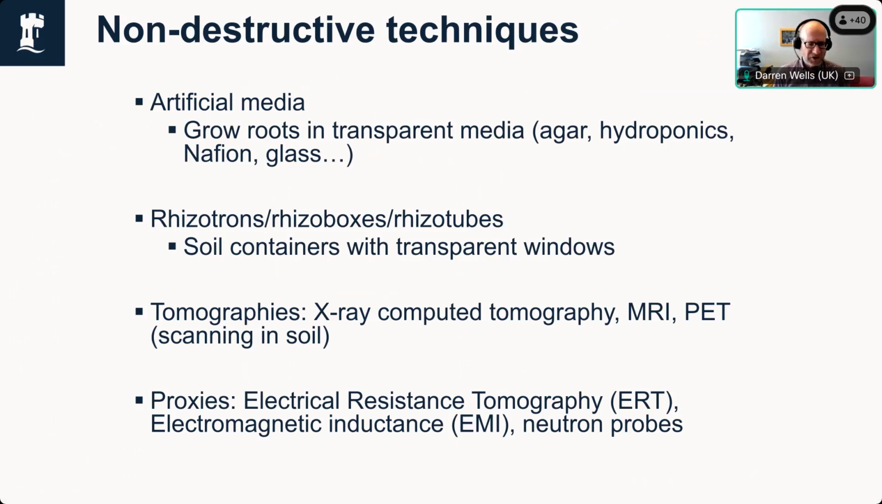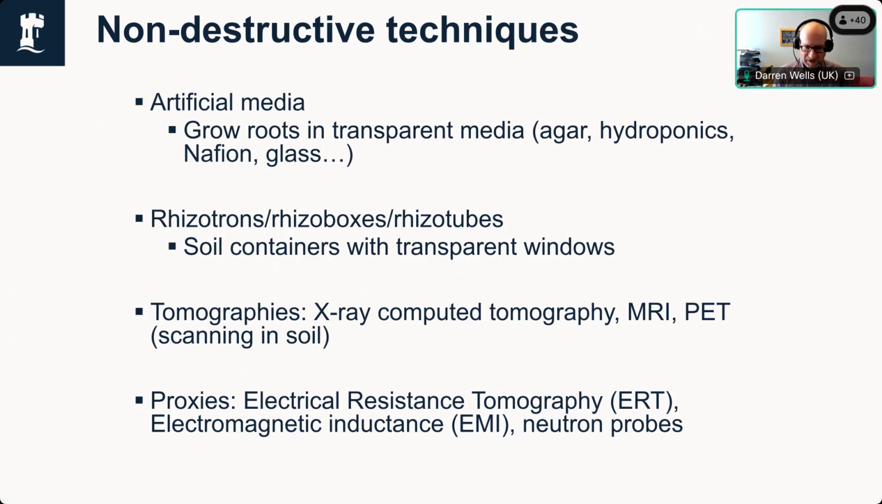These are simply a soil container which has one or more transparent windows, and then you image through the window. This has the advantage that you're growing your plant in soil, but you're only able to visualize the roots that intercept the glass window. So you're looking at a subset of the root system. If you truly want to see the root entirely surrounded by soil, as it is in nature, you need to move to the various tomographies.